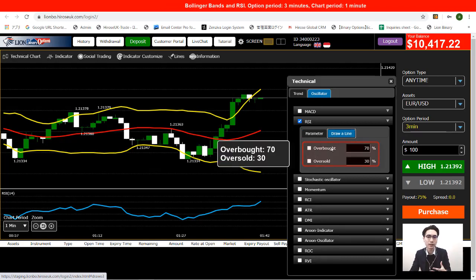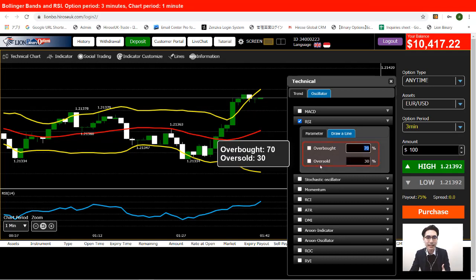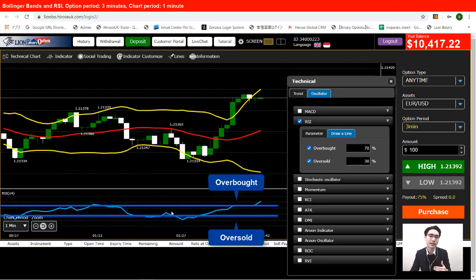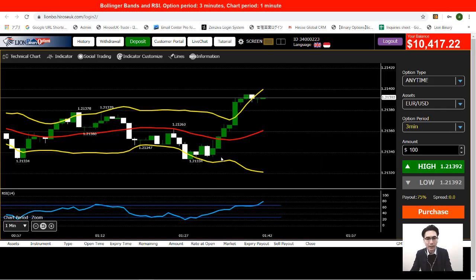For RSI, the overbought is at 70% and oversold is at 30%. Again, overbought is 70%, oversold is 30%. Now the values are set, and we can put a tick on overbought and oversold to insert the lines. The moment I put a tick there, you see those 2 levels are inserted onto our RSI. So the indicators are all set, and we can close this indicators window.